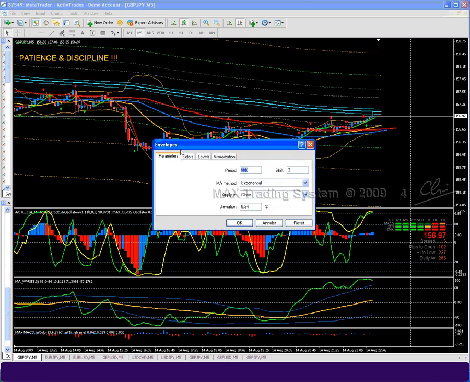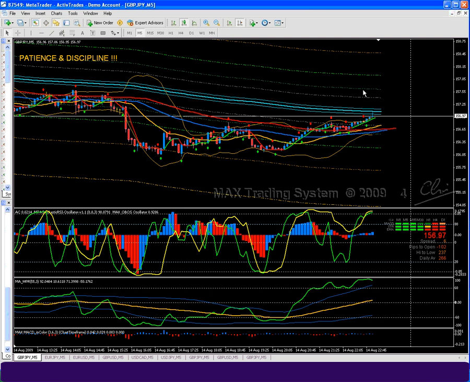You see it is an envelope, which is a standard indicator in the MetaTrader platform, with the same period as the home base, the same shift. It is an exponential moving average applied to the close, or I prefer to use the medium price, but you can use the close. And you have a percentage of deviation here. But let's keep the close. The difference is not important. 0.34%.